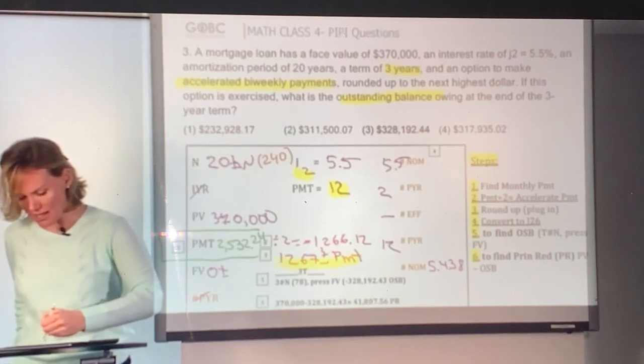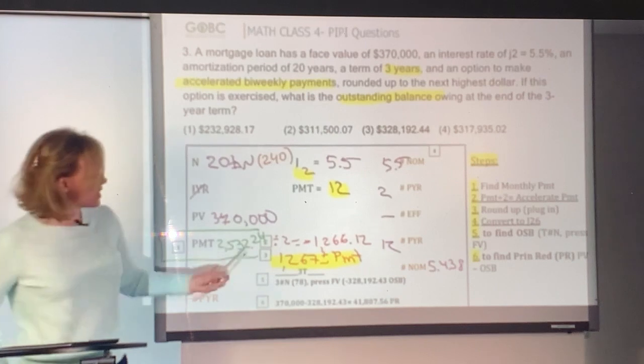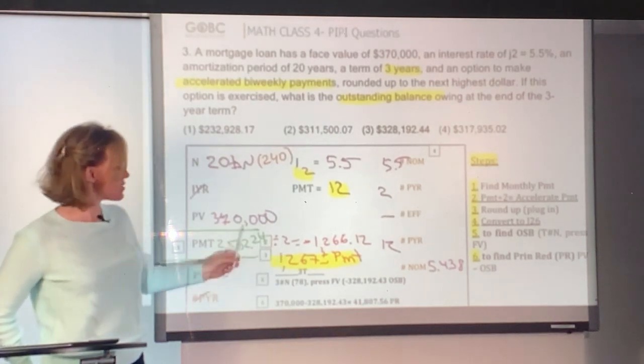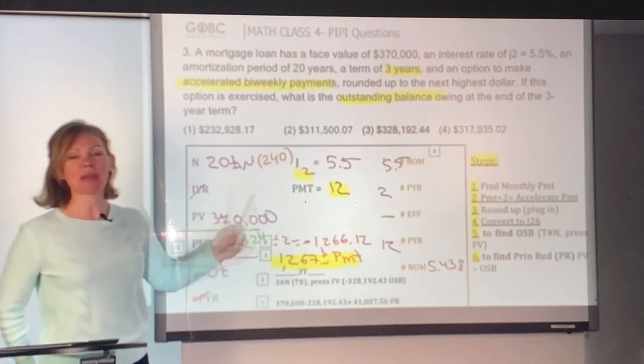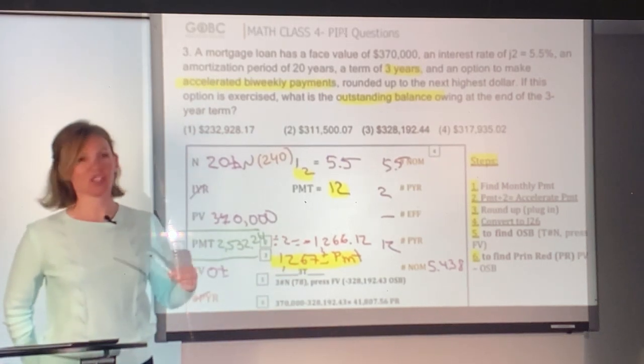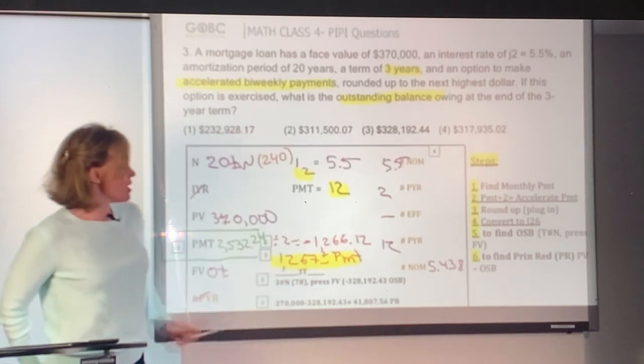I want to make sure that that payment is inside of your calculators right now, right? That's what we want to see, okay? So this is an accelerated payment. The bank said to you, we took your monthly payment, we divided by 2, we increased it even to the next higher dollar. So this is how much you're going to pay that payment 26 times per year, right? We want to make it bi-weekly, so 26, not 24. Bi-weekly is 26.